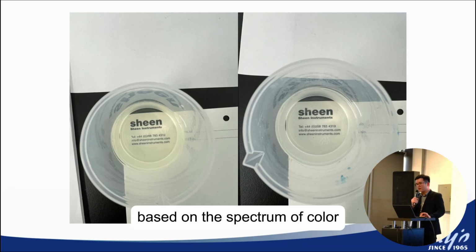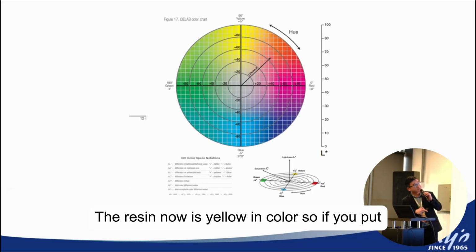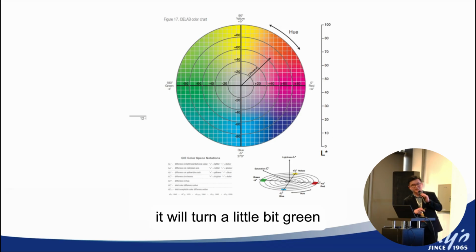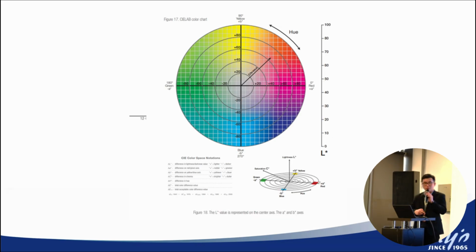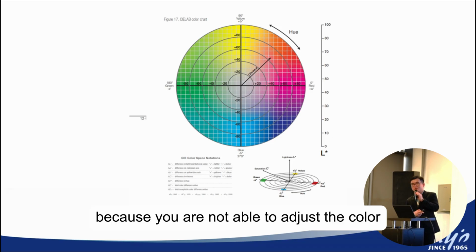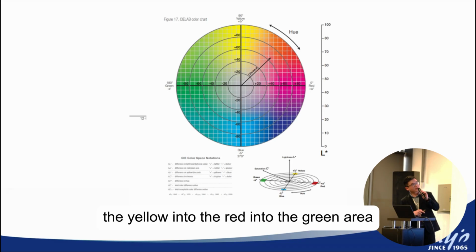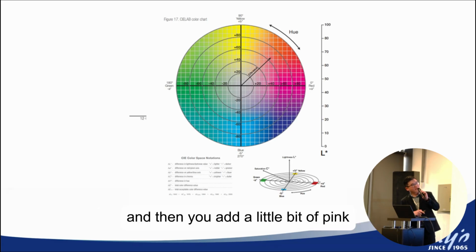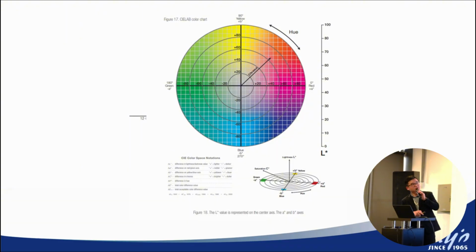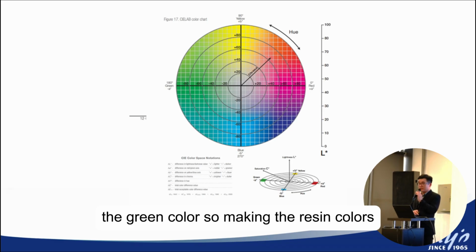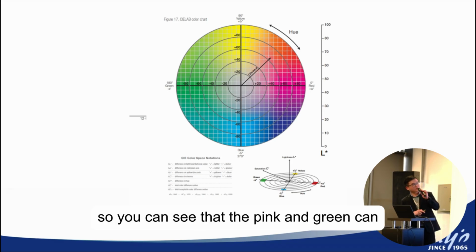So we're doing some tricks based on the spectrum of color. The resin now is yellow in color. So if you put blue nanopigment dispersion into the yellow resin, it will turn a little bit green. So this is what you can't do, because you are not able to adjust the color. But when you adjust the yellow into the green area, and then you add a little bit of pink to the resin, the pink color will somehow, we call it, eat the green color, making the resin colorless. So you can see that pink and green can cancel the color from each other.